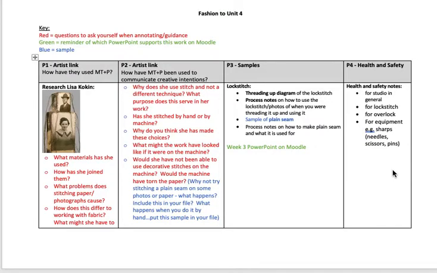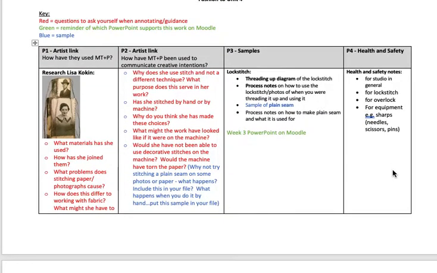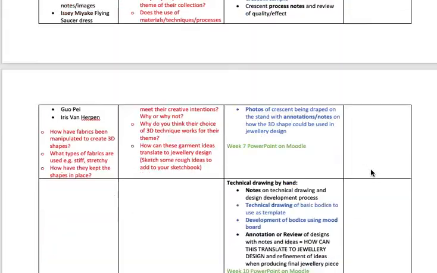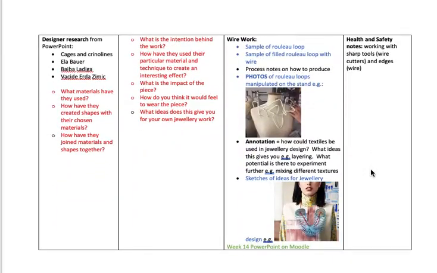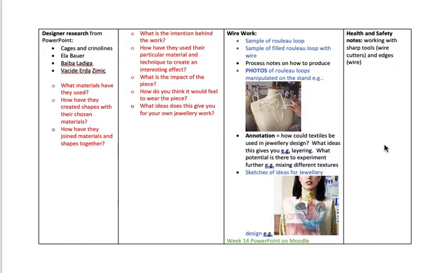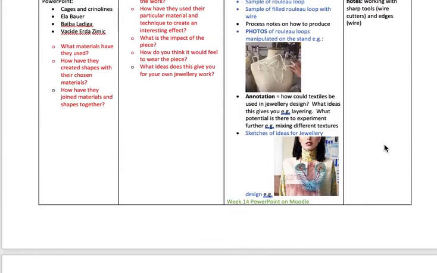We've also got health and safety. We don't need to repeat this each time. So if we're doing health and safety for sharps, so using scissors and needles for example, we only need to do it the first time we use it on a technique. So I've highlighted the first time we've used a different health and safety consideration or a different piece of equipment and highlighted what that is as a reminder for you.